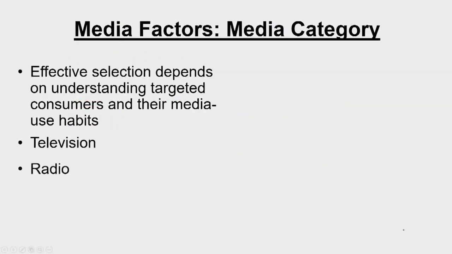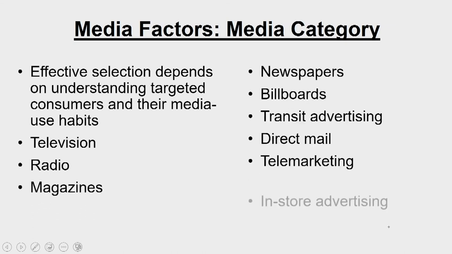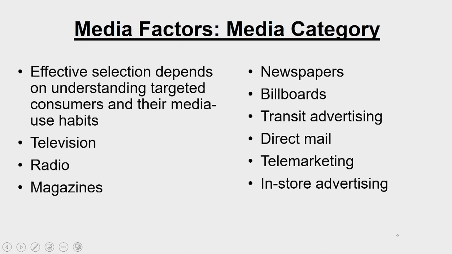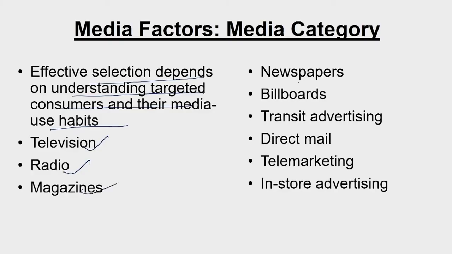Now, the third factor that influences the effectiveness of an ad is different kinds of media factors. Effective selection depends upon understanding the target consumers and their media habits. What kind of media should be used for projecting the ad is also important. For example, should we use television, radio, magazines, newspaper, billboards, transit advertising, direct mail, telemarketing, or in-store advertisement. For example, if the ad is for some kind of spices or some kind of kitchen products.